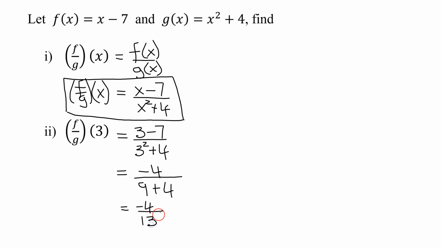The numerator is simplified, so it's negative 4 divided by my denominator of 9 plus 4, which is 13. Can I reduce that fraction? No, it's in simplified form. So my quotient function, f divided by g, evaluated at 3, is equal to negative 4/13.